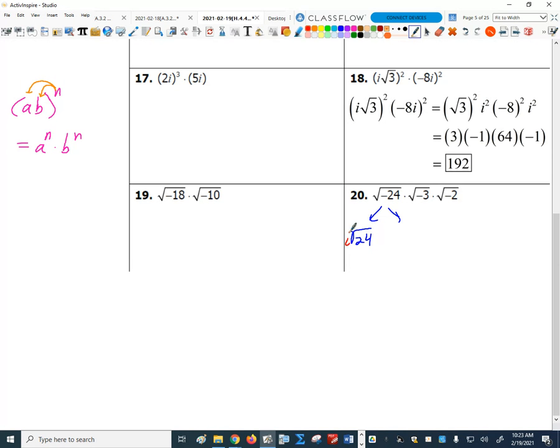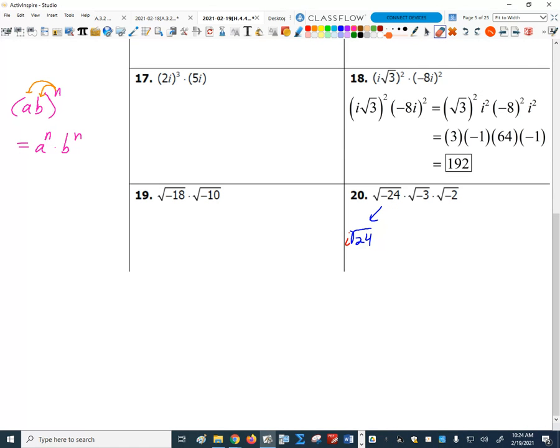I'm going to put the i out front. Sometimes it's better to put the i's in front of radicals, because if I put the i at the end, it's a little confusing. Does the i go inside the radical or outside the radical, right? So a lot of times it's just more convenient to put the i's in front of radicals.